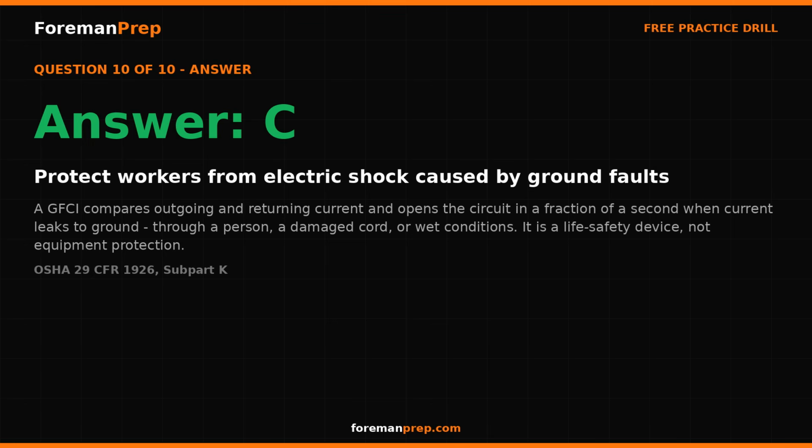The correct answer is C, protect workers from electric shock caused by ground faults. A GFCI compares outgoing and returning current and opens the circuit in a fraction of a second when current leaks to ground, through a person, a damaged cord, or wet conditions. It is a life safety device, not equipment protection. Reference OSHA 29 CFR 1926, Subpart K.